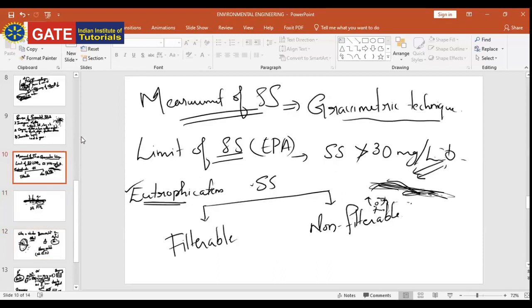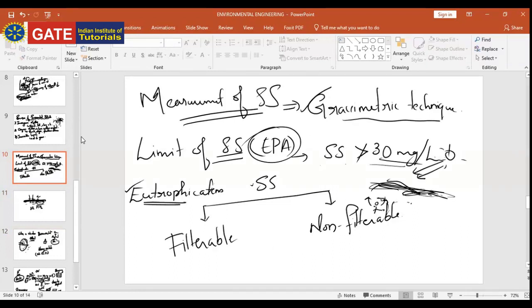And then we said about the measurement and limit of suspended solids, right? Measurement is made by using the technique called gravimetric technique, and the limit as per EPA, it is what? Suspended solids should not be greater than 30 mg per liter. So the maximum value should be 30. It should not exceed it. Got it? So drinking water standards, it is different. Okay, this is just the domestic water standard. Drinking water standard is different. We'll be studying about it later. Got it? So that is about suspended solids.